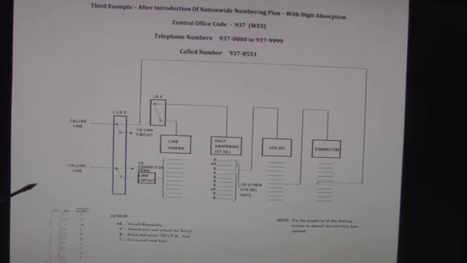Let's see what happens. So the customer dials an 8 as the first digit, and the first digit absorption feature on this selector is a B. And B says block and return 120 IPM tone. 120 IPM, that's 120 interruptions per minute. So it's just like a steady busy tone that's interrupted 120 times a minute. So you get that bzz, bzz, bzz, bzz sound.